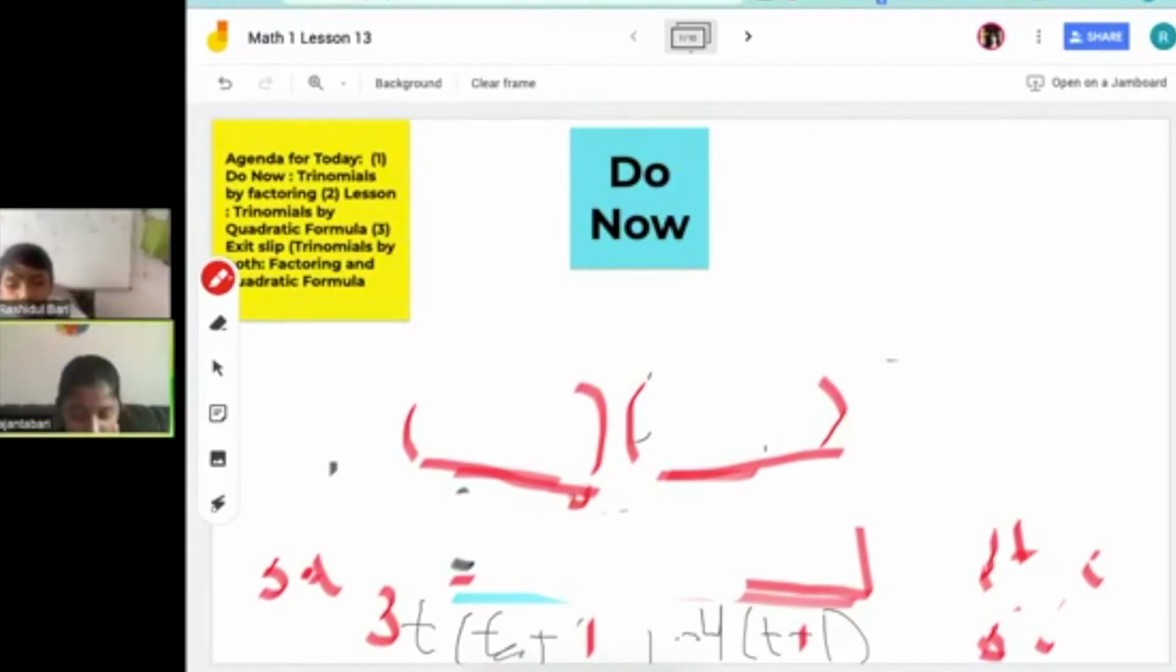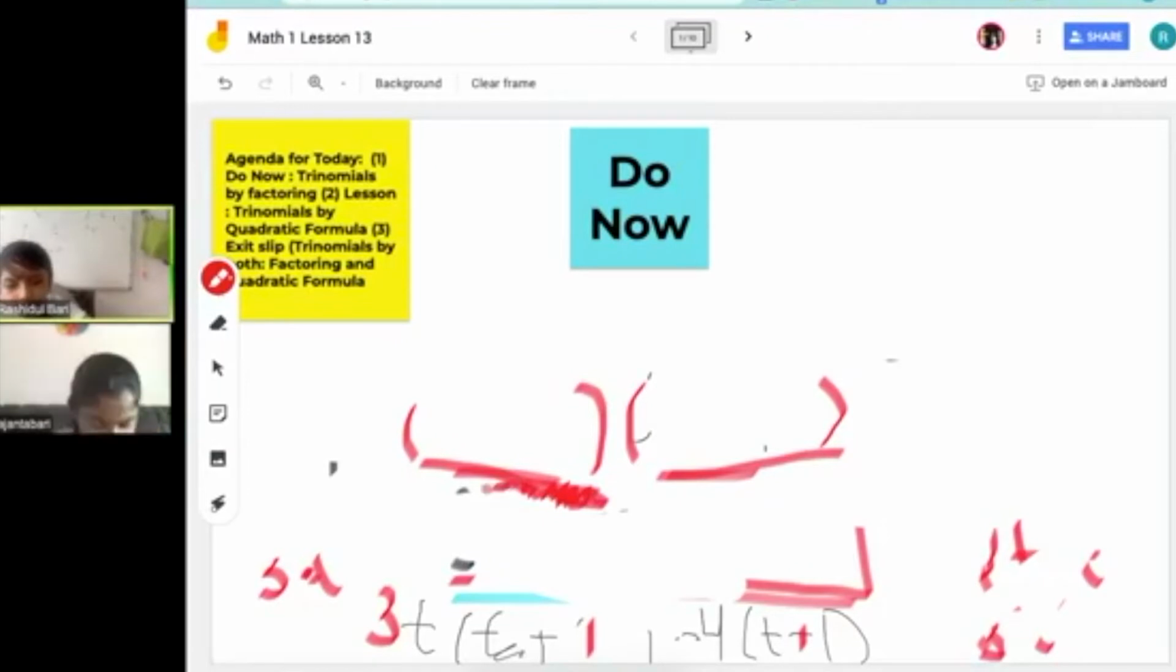Can I do this in quadratic way? Yes, I guess you can. But we're going to do that in the lesson. We're going to do quadratics in the lesson. We're going to learn about those in the lesson.